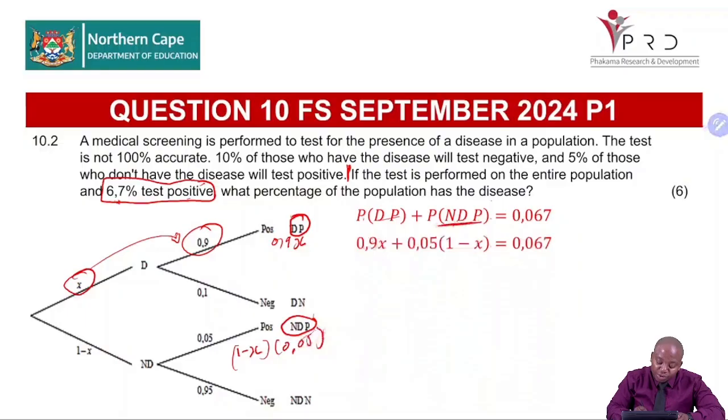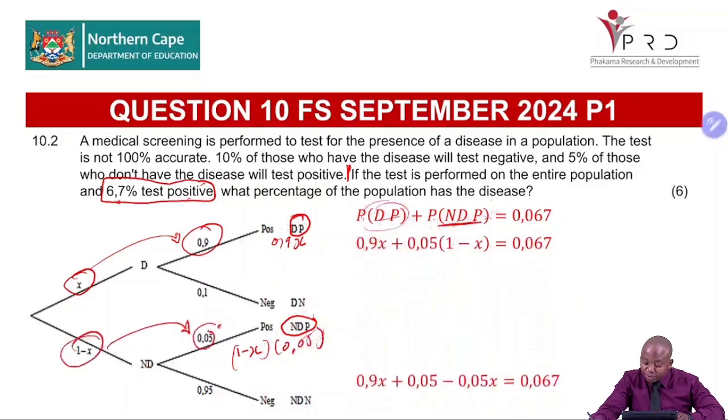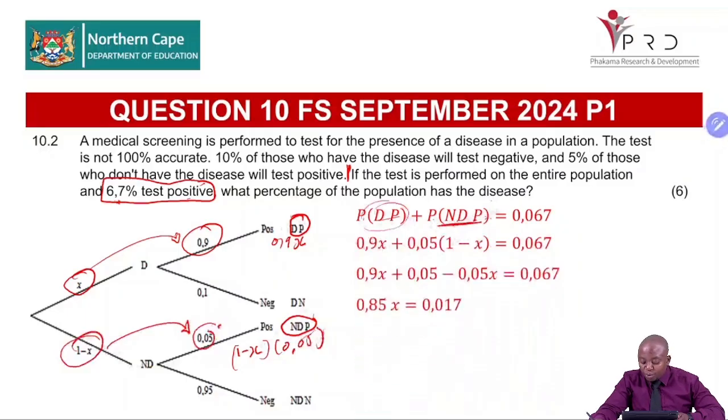So we're going to say 0.9x, which is positive and disease, DP, plus positive and not disease, NDP, which is going to be this multiplied by that. Then it's equal to 0.067. Then we're going to solve for X: distribute the 0.05, we get 0.05 multiplied by 1, which is 0.05, and 0.05 multiplied by negative X, which is negative 0.05x. Then we can work with the like terms. Our like terms here are those two.